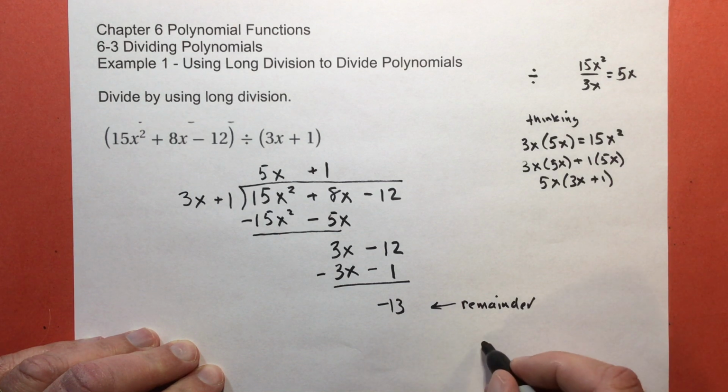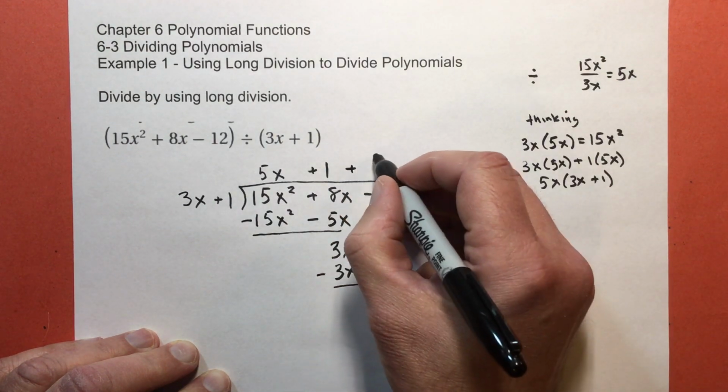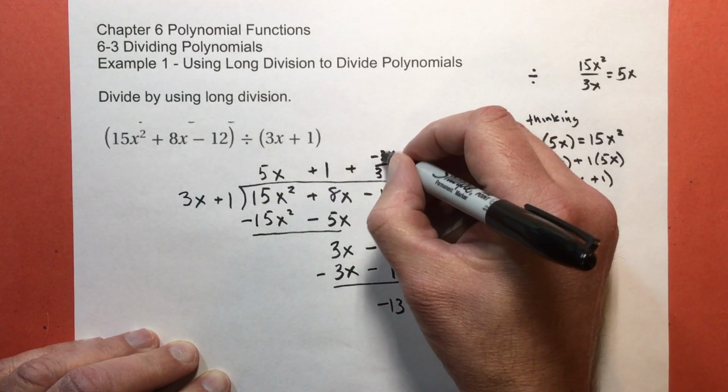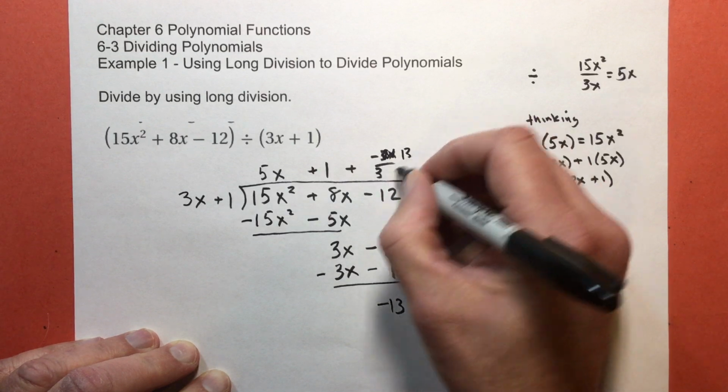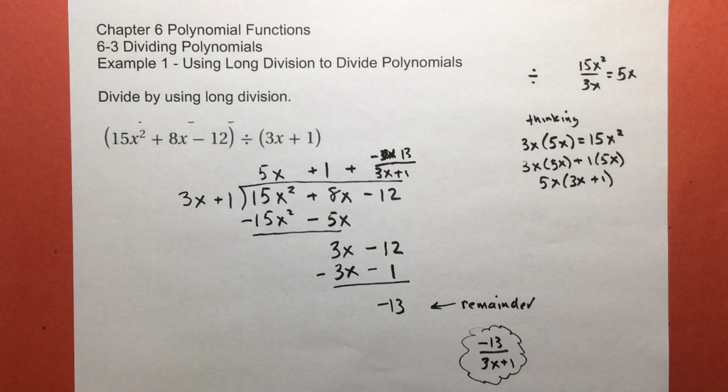And here's what to do with the remainder. I take the negative 13 and I divide it by 3x plus 1. And I take this part, I'm going to put a little cloud around it because that's not part of my answer. But I take this negative 13 divided by 3x plus 1 and I add it up here. Oh, sorry, negative. Whoa, man, don't do that. This is why you don't use a marker, kids. 3x plus 1. So it's negative.